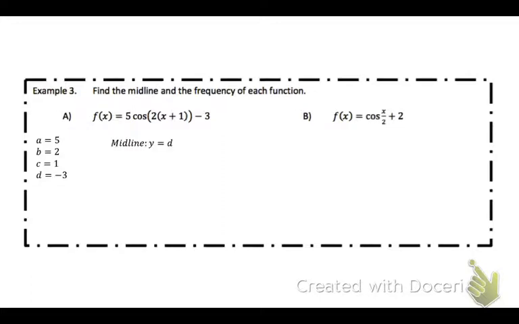The midline is y equals D, so y equals negative 3. The frequency is B over 2 pi. Well, B equals 2, so that's 2 over 2 pi, which is the same thing as 1 over pi.